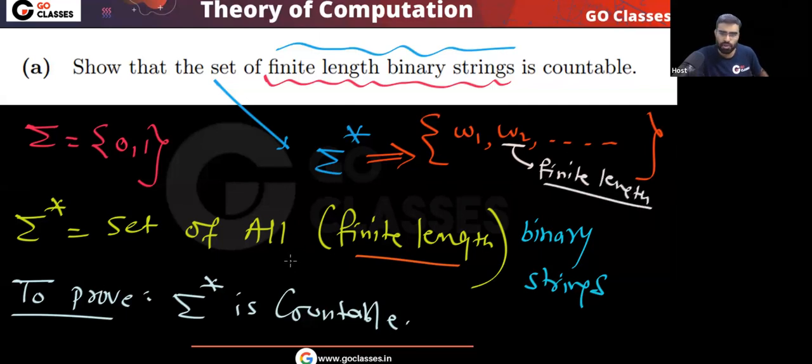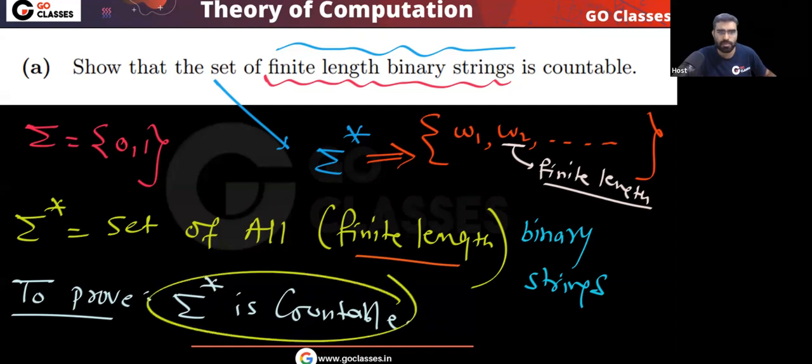In the basic theory of computation course, by default, string means finite length strings. In our sigma star, we have all the strings. Sigma star is the set of all strings, and all these strings in sigma star are finite length strings. This we already know. So we need to prove that sigma star is countable.